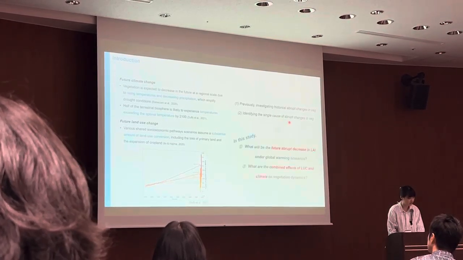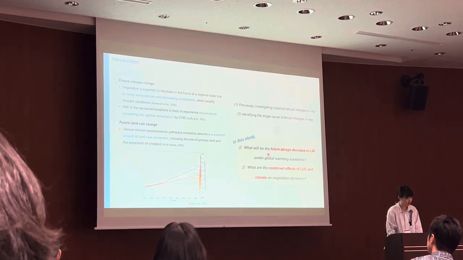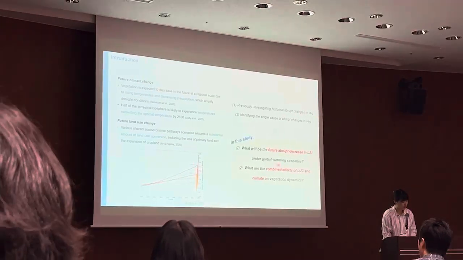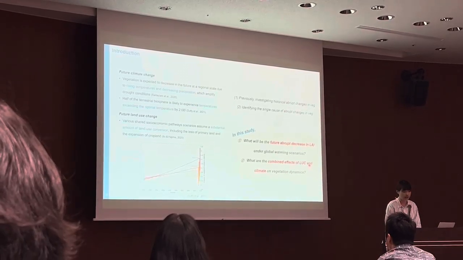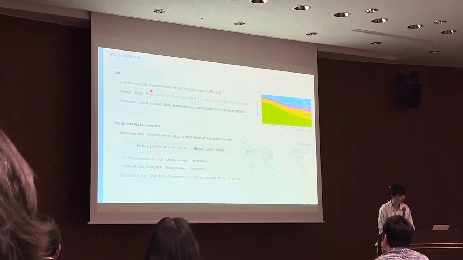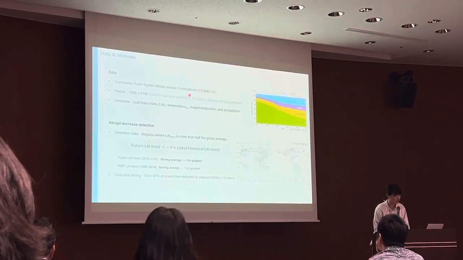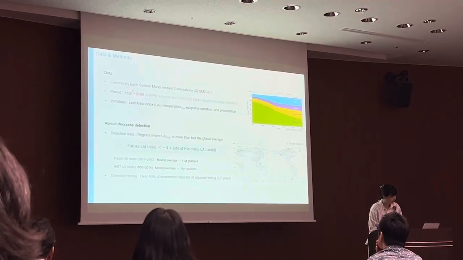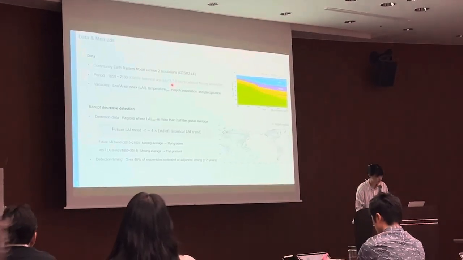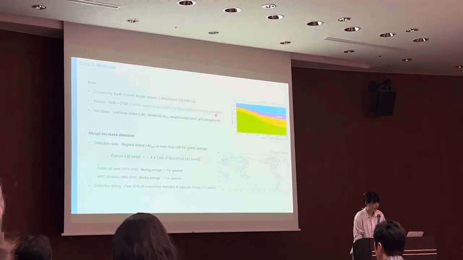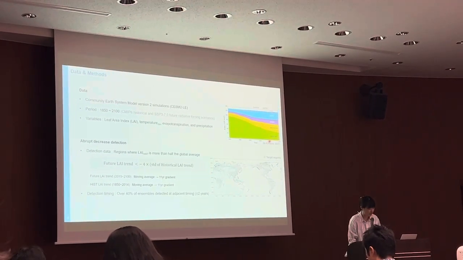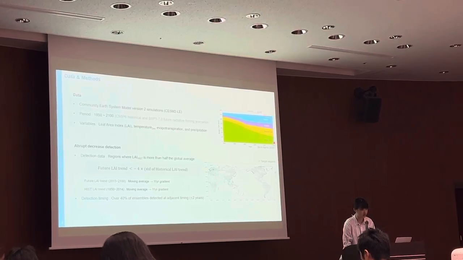So in this study, we investigate the occurrence of future abrupt decrease in leaf area index (LAI) with the combined effects of land use change and climate. For this purpose, we use the output from the CESM large ensemble simulation data. It is under the CMIP6 historical and SSP3-7.0 scenarios. These scenarios consider a world where land use change is hardly regulated in the future.